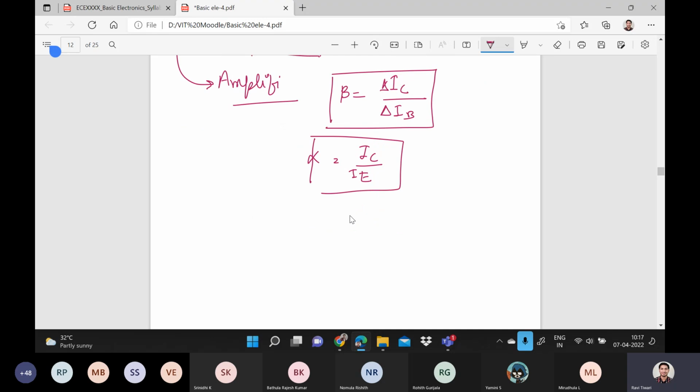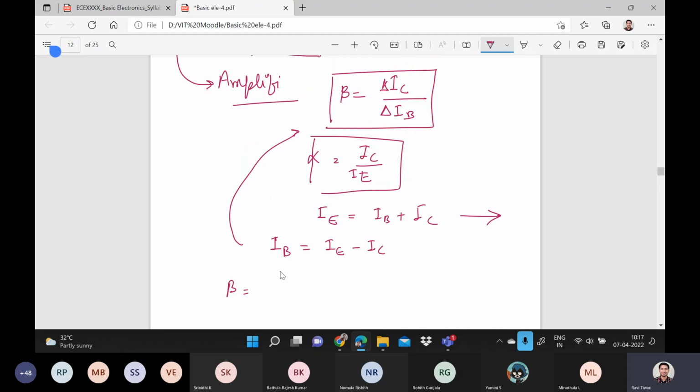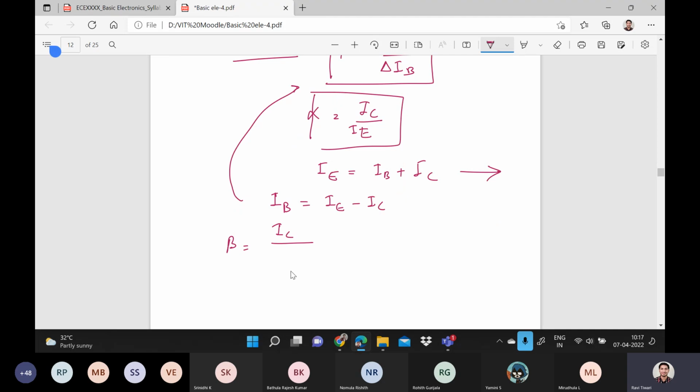And the other thing is what? IE is equal to IB plus IC. Now you can find out the value of IB from this equation. IB is equal to IE minus IC. You can substitute it here and tell me the value of beta. Beta is equal to IC by IB. In place of IB, I can write IE minus IC.